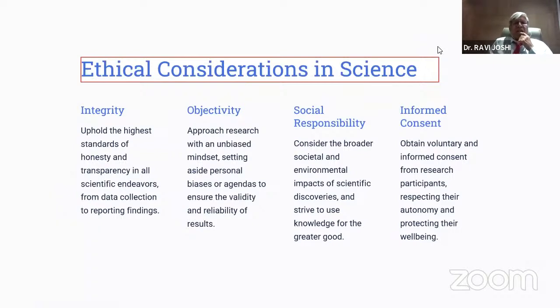Similarly, ethical considerations in science. We know that bombs, missiles, everything is an application of science. But at the same time, ethics and integrity are important. Because if I'm doing something for my country or something for my organization, integrity with the organization and the country is important. So we need to develop a skill, to uphold the highest standard of honesty and transparency in all scientific aspects.